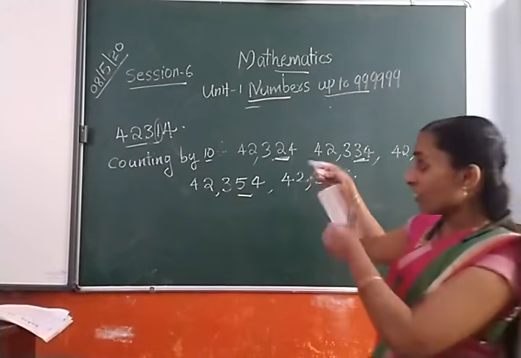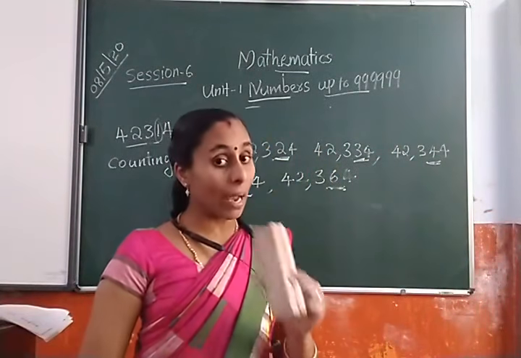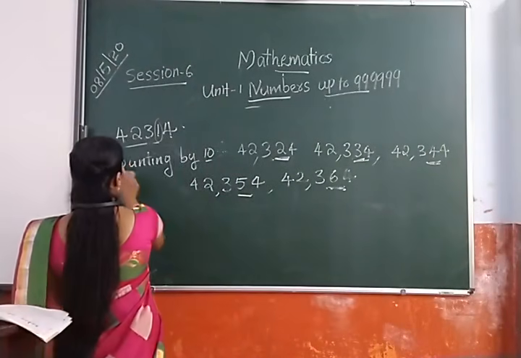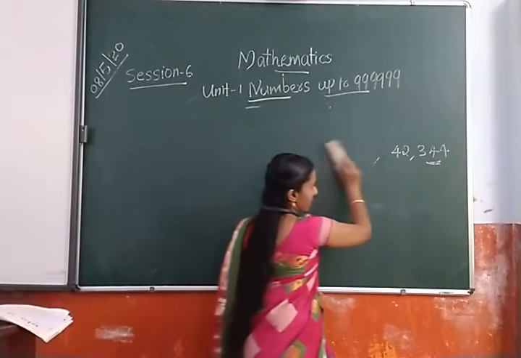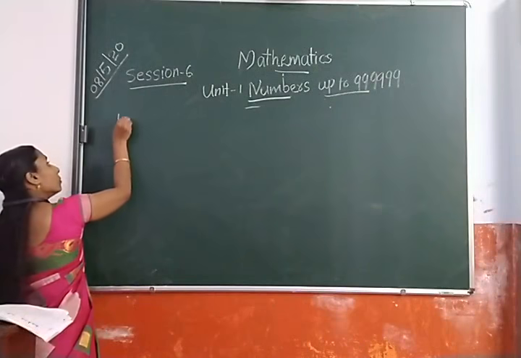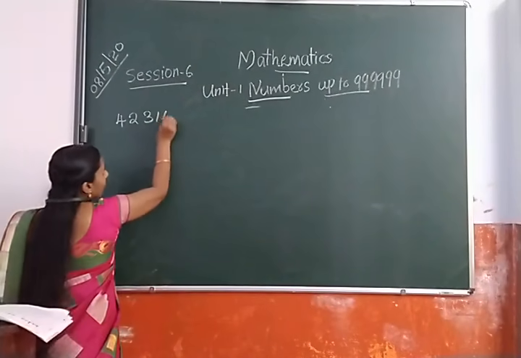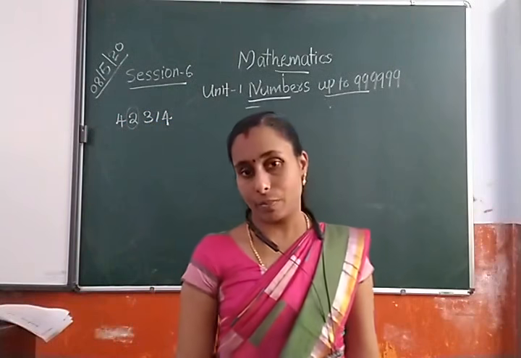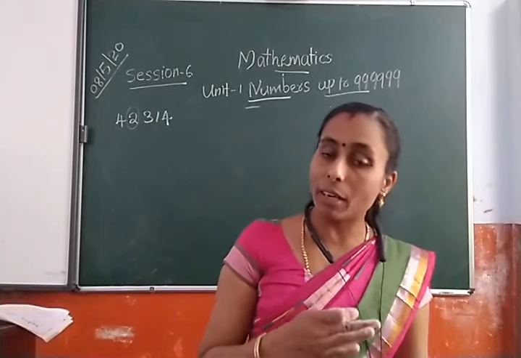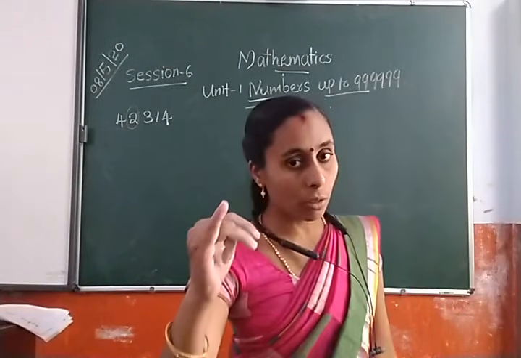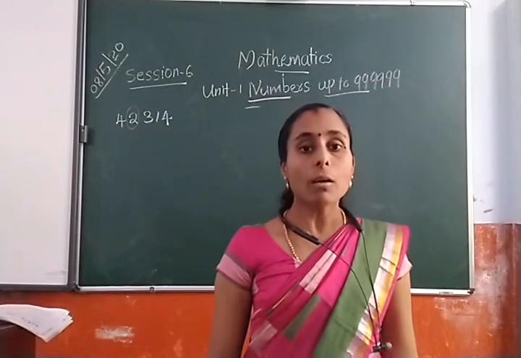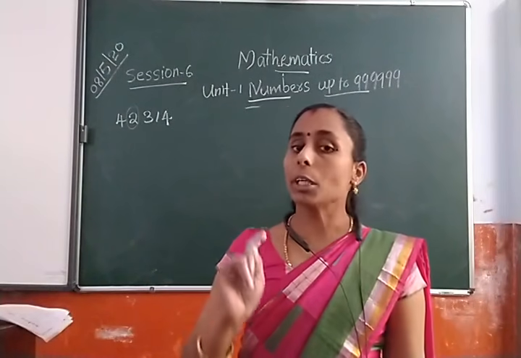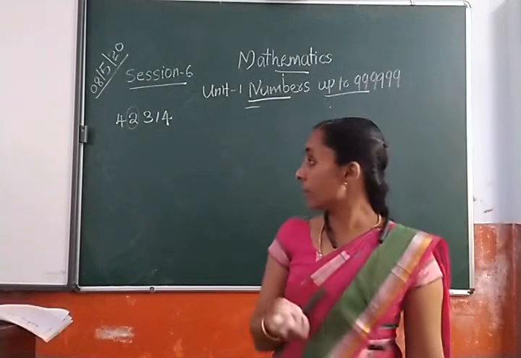Okay, counting by tens. Which place increased? Tens place increased by 1. Is it clear? Then, counting by hundreds. Counting by hundreds, only the hundreds place will increase by 1. Which place increased by 1? Hundreds place. Counting by twos, ones place increased by 2. Counting by tens, tens place increased by 1. And counting by hundreds, only the hundreds place increased by 1.